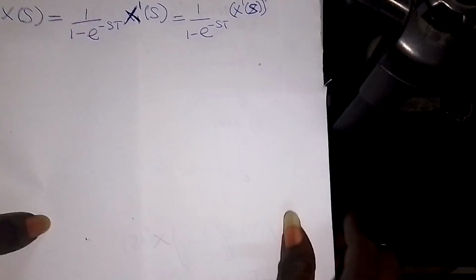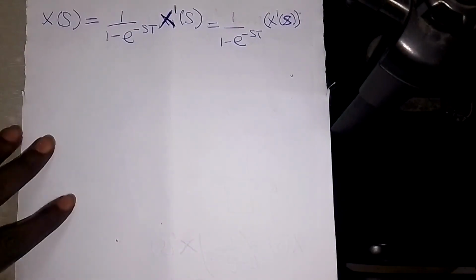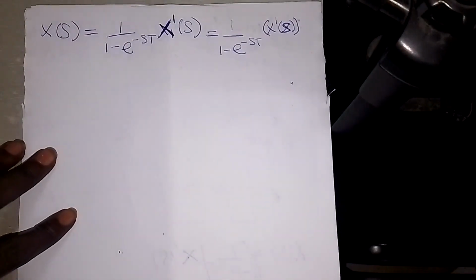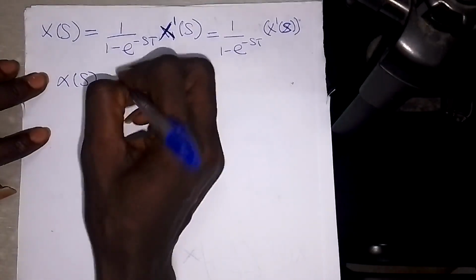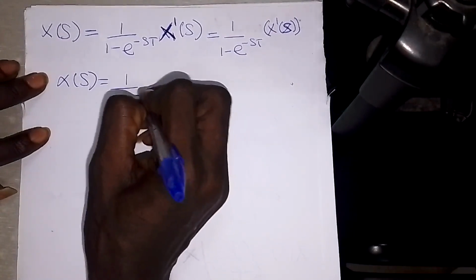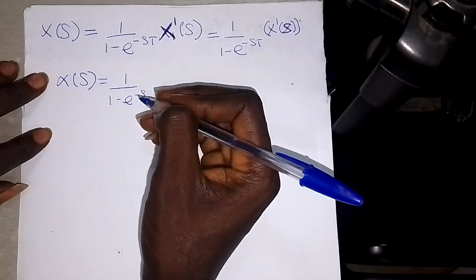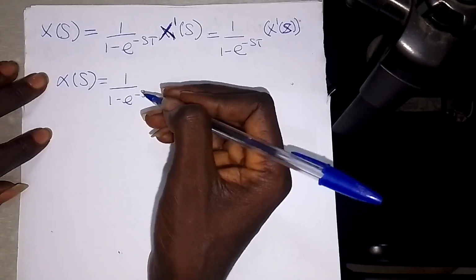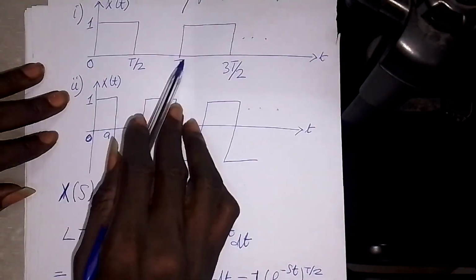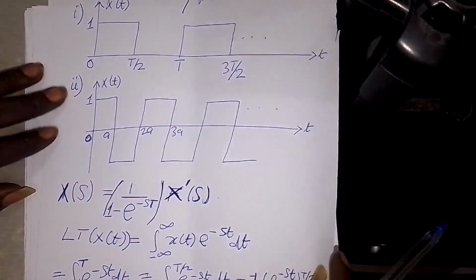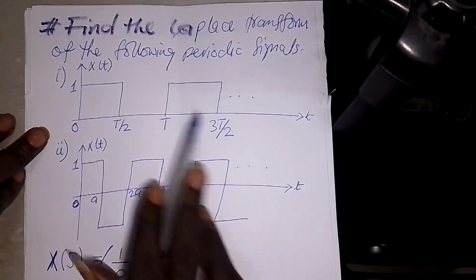So now if I am continuing, then what I would say is that I'm going to have x of s equals 1 over 1 minus e to the minus st. But already I told you that the t is actually for the period. And what is the period of this signal? The period of this signal is 0 to T, because you can see that our signal is from 0 to T. So the period is T.